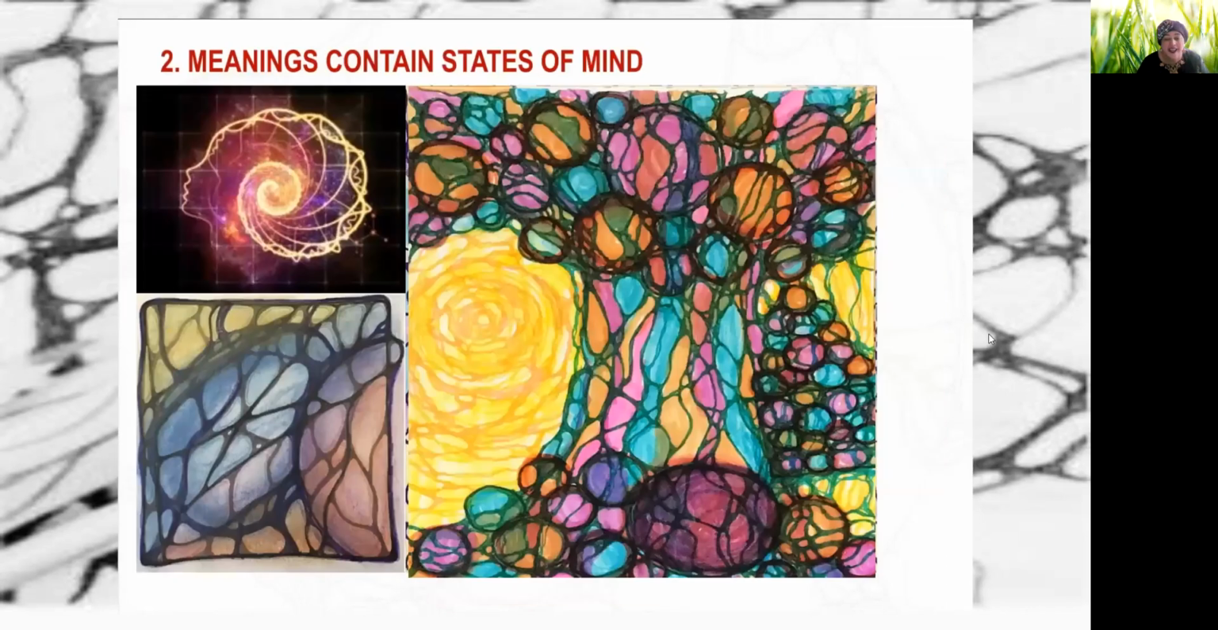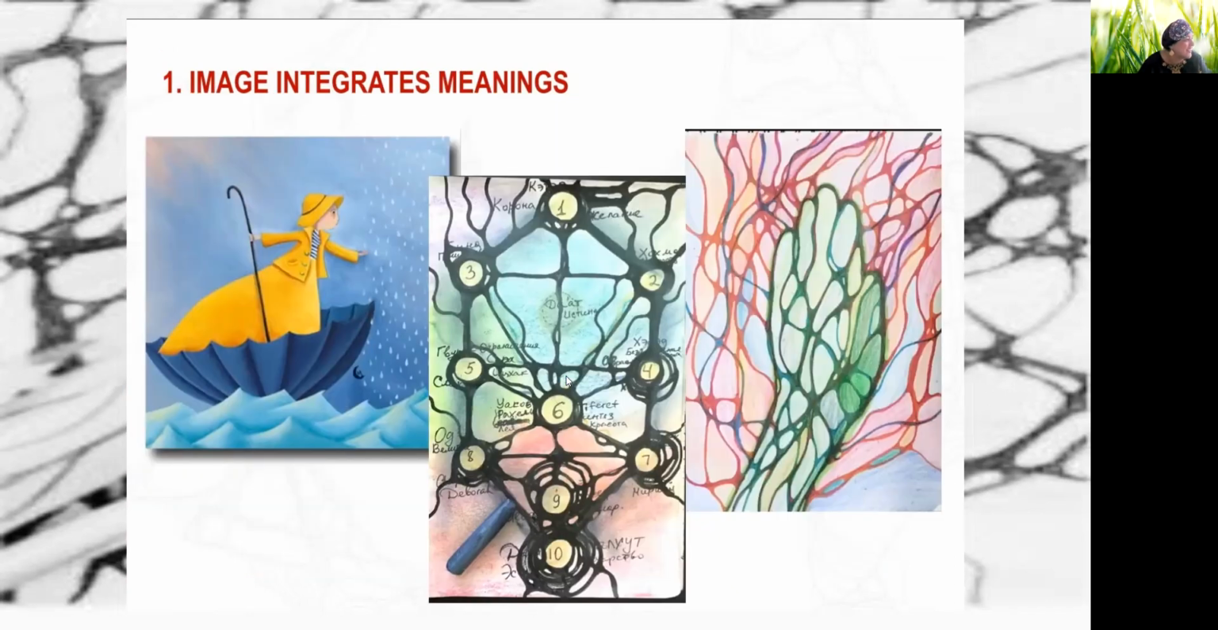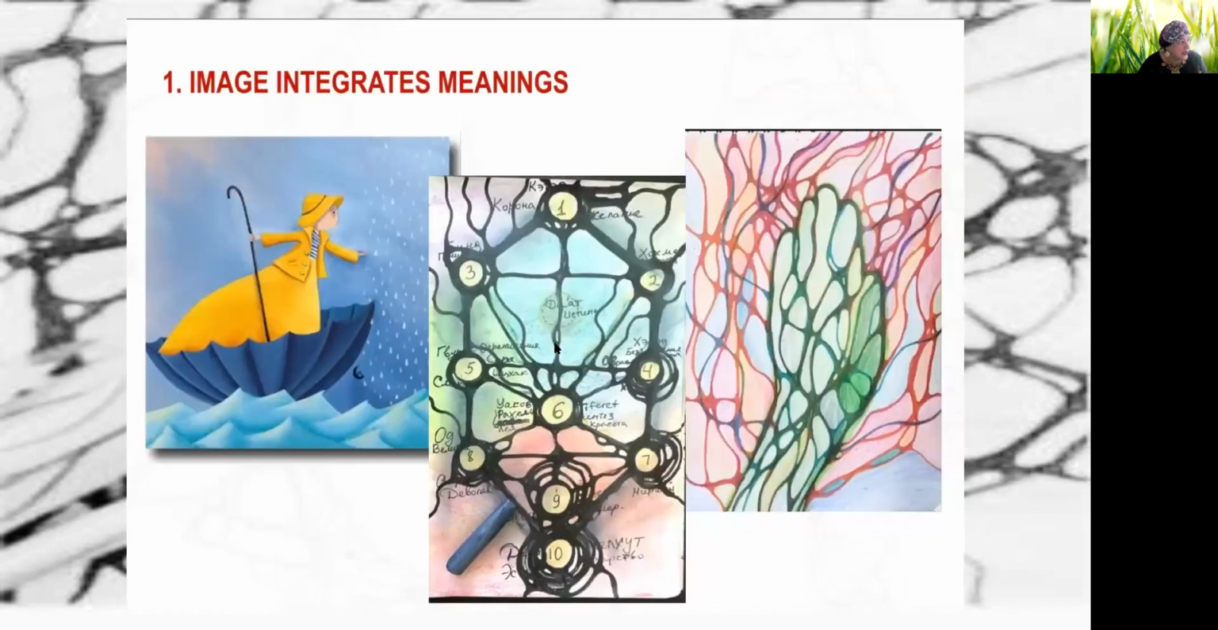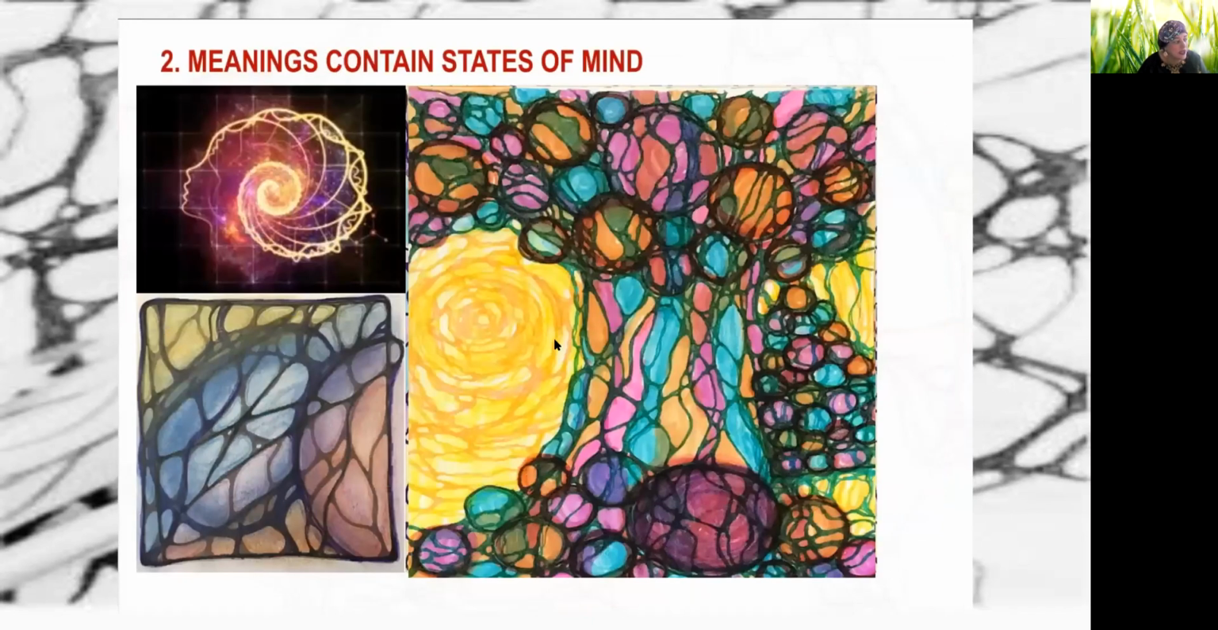Let's go next. The second principle is called meanings contain states of mind. This is a very philosophical statement, but what that means is that each person, this is a continuation. I do want to note that each principle is kind of a continuation of the principle before that, okay? So if this is the first principle, the second principle, meanings contain states of mind, is a continuation of the fact that with one image, we have different meanings associated.